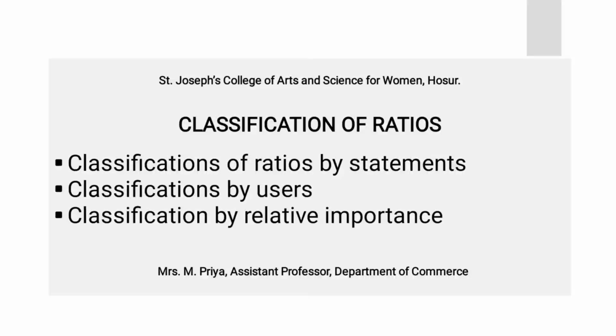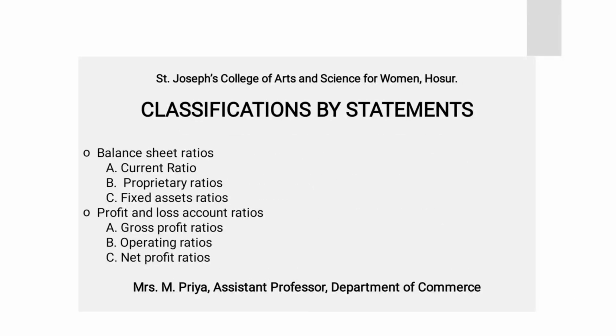Classifications of the ratios: classifications of the ratios by statements, classifications by uses, and classifications by relative importance. The classifications by the statements. Ratios can be classified in a number of ways. Important among them are stated below. For the classification according to statement, for the profit and loss account, ratios are calculated on the basis of the items of the profit and loss account only. Example: gross profit ratio, expenses ratio, net profit ratio, etc.